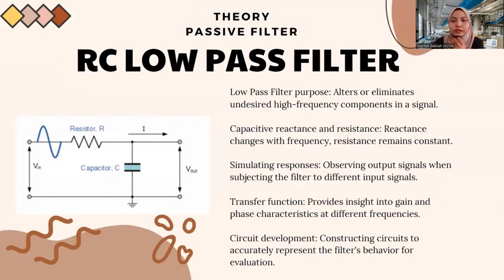So I choose the RC low pass filter as the passive filter. Basically, this RC low pass filter has a resistor and a capacitor, and the purpose is to alter and eliminate undesired high frequency components. The reactance changes with frequency while the resistance remains constant, and the simulating response is observing output signals when subjecting the filter to different input signals.